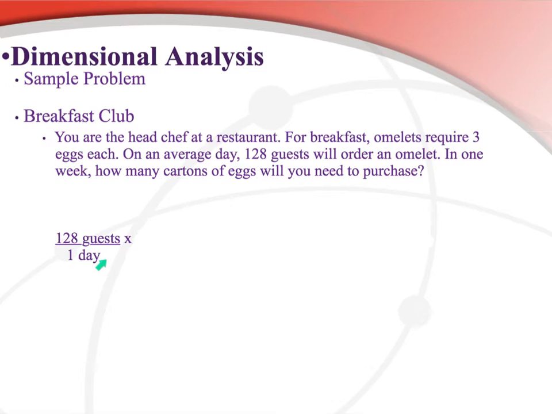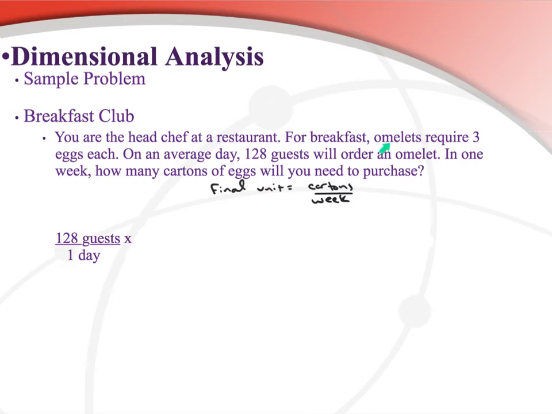I get 128 guests per day, okay? And we're going to work our way to a final unit. So sometimes it's helpful to write down just what I'm trying to get to. How many cartons of eggs will you need to purchase in 1 week? Okay, so what I'm trying to get to here is a final unit of cartons per week, right? That's what I'm trying to get to. I need to move away from this guests per day to cartons per week, and I need to use the information in the problem here to get us there.